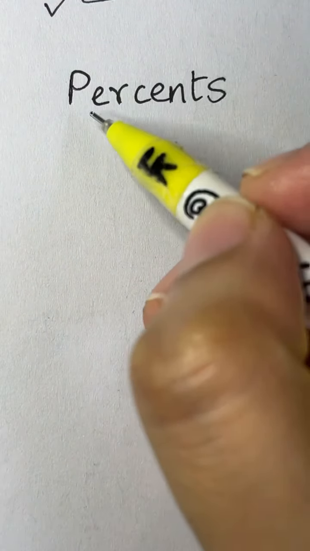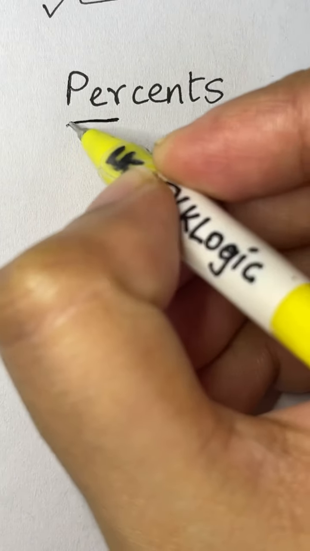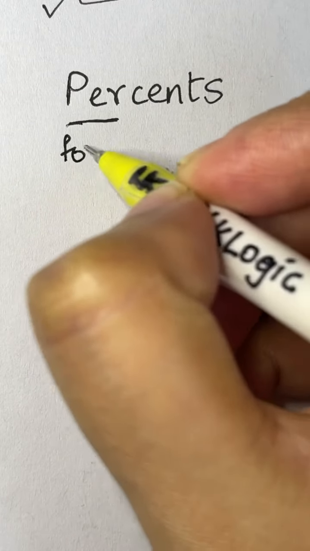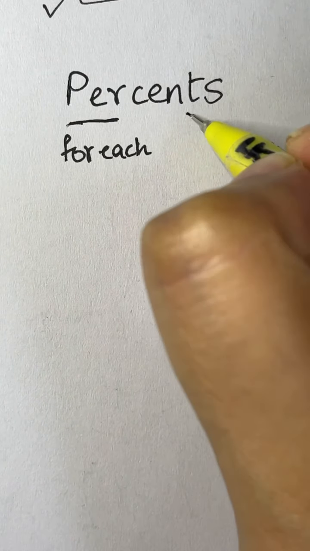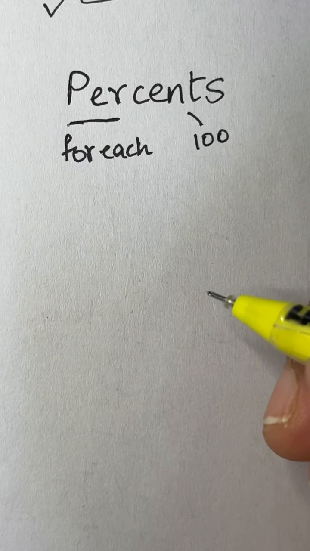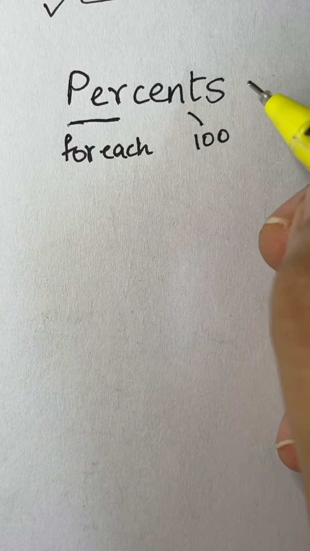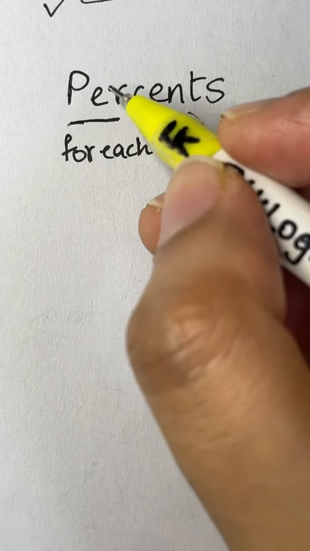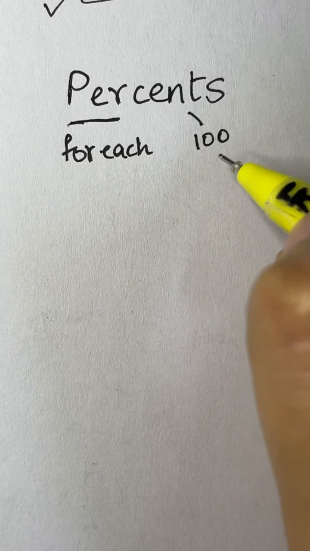Basically, here you have the word percent. Per means for each 100, or what you say is out of 100. Cent is 100. So always it is from 100. It is not from 200. It is not from 50. Always it is considered what is a part from 100, out of 100.